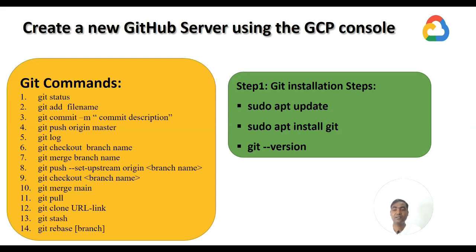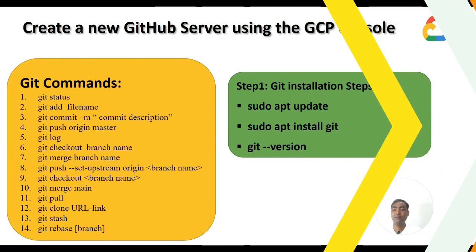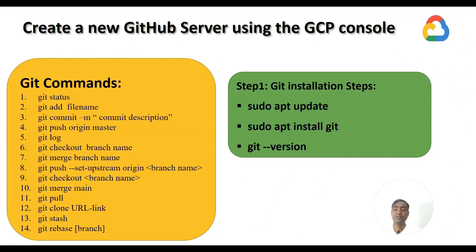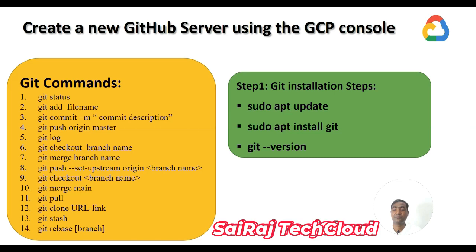And as you can see here, guys, these are the git commands like git status, git add, git commit, git push, git log, git checkout, git merge, git push set up origin, and git pull, git clone, git stash and git rebase. These are the important commands, guys, you can use in your project day-to-day life.